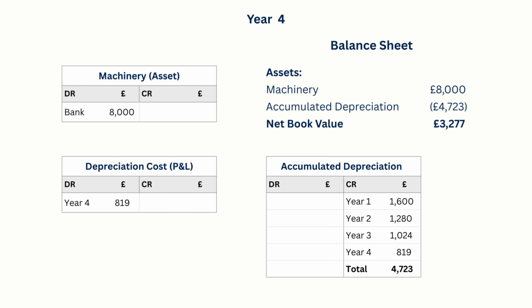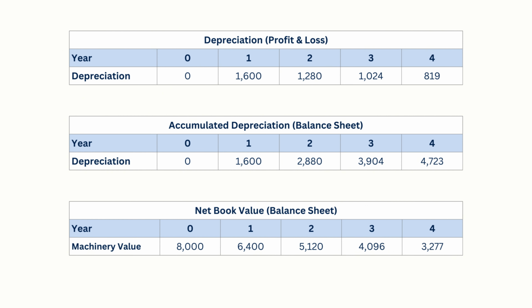So remember, machinery is always shown at its original cost in the balance sheet. Depreciation goes to profit and loss. Accumulated depreciation builds up each year. The net book value falls over time. Once you understand Year 1, every other year is just the same process repeated. Let's look at the summary tables. The net book value steadily reduces but never reaches zero.